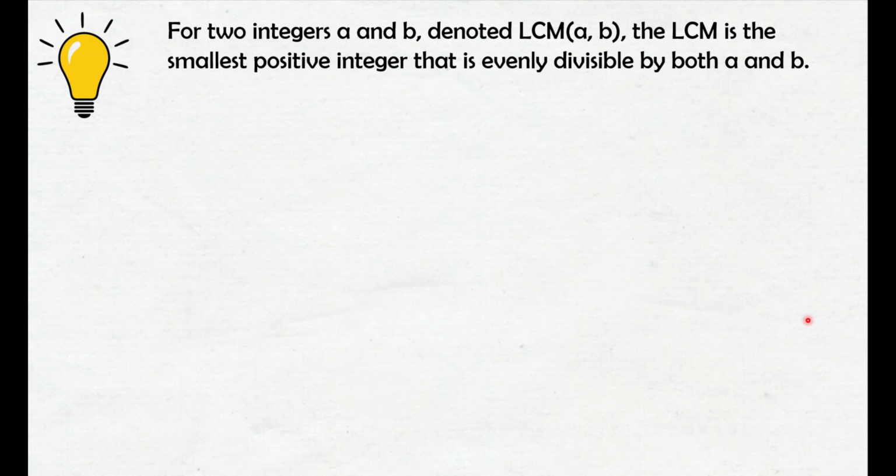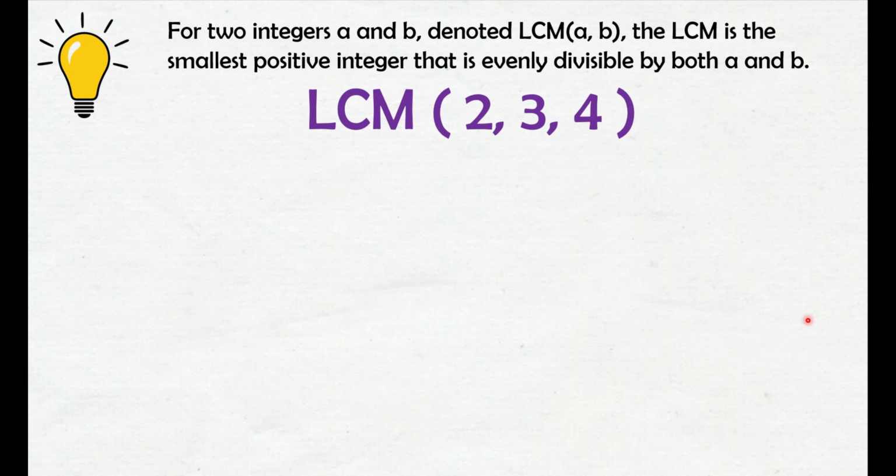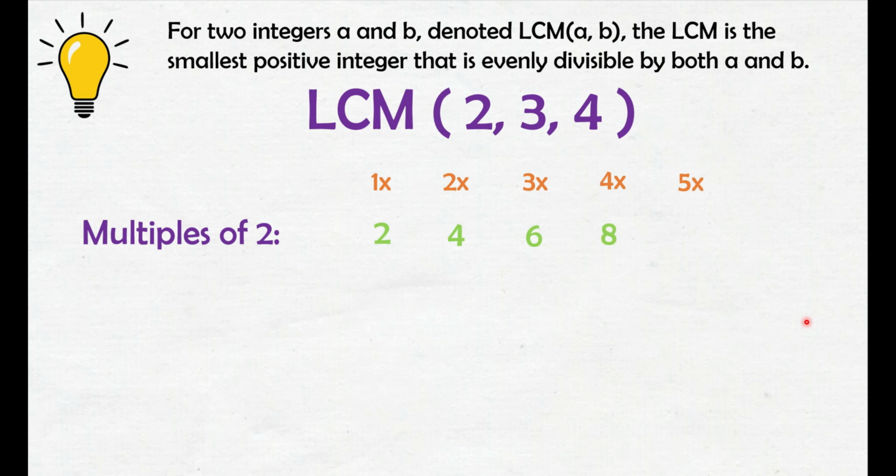Another example: what is the LCM of 2, 3, and 4? Again, let's first find the multiples of 2. We multiply 1, 2, 3, 4, 5, and so on by 2. So 1 times 2 is 2, 2 times 2 is 4, 3 times 2 is 6, 4 times 2 is 8, 5 times 2 is 10, and 6 times 2 is 12.